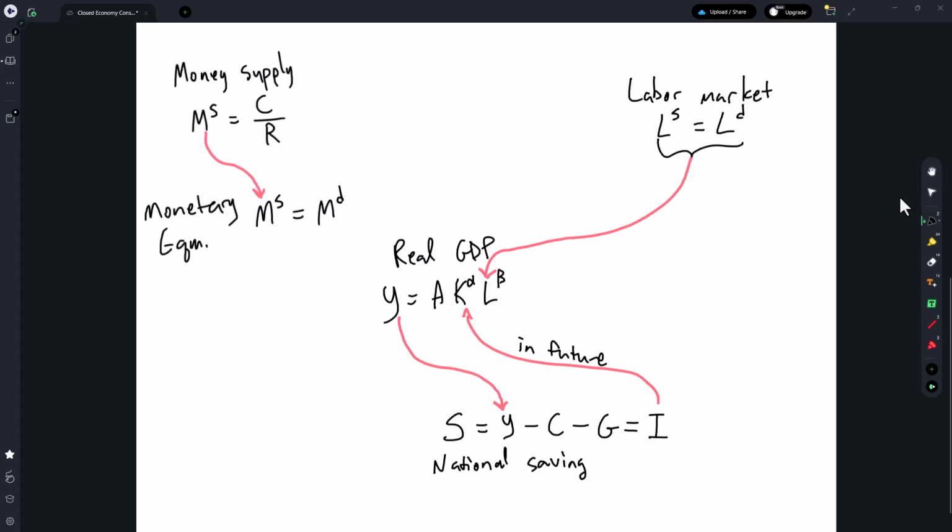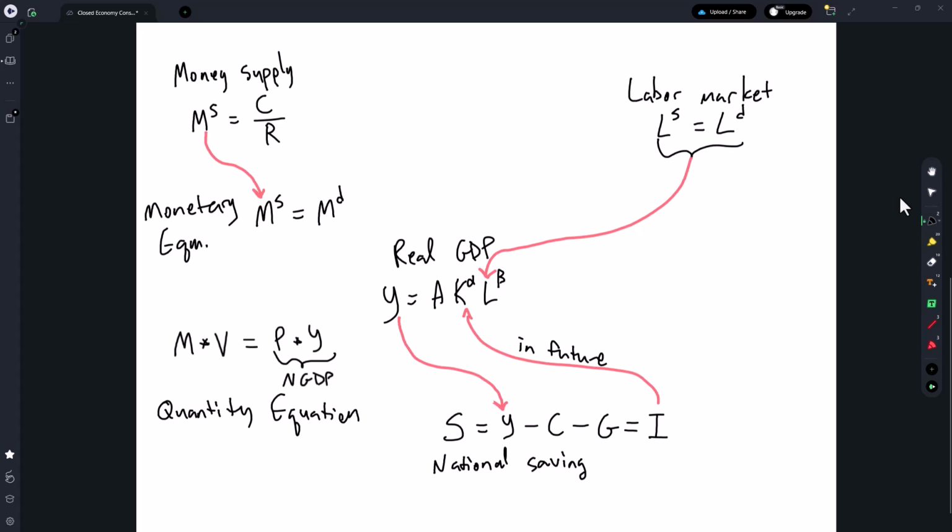Everything comes together now in the quantity equation. The quantity equation says that the money supply M times the velocity of money V must equal P times Y. P times Y is our nominal GDP. The nominal GDP represents the total expenditure in a country in a year.